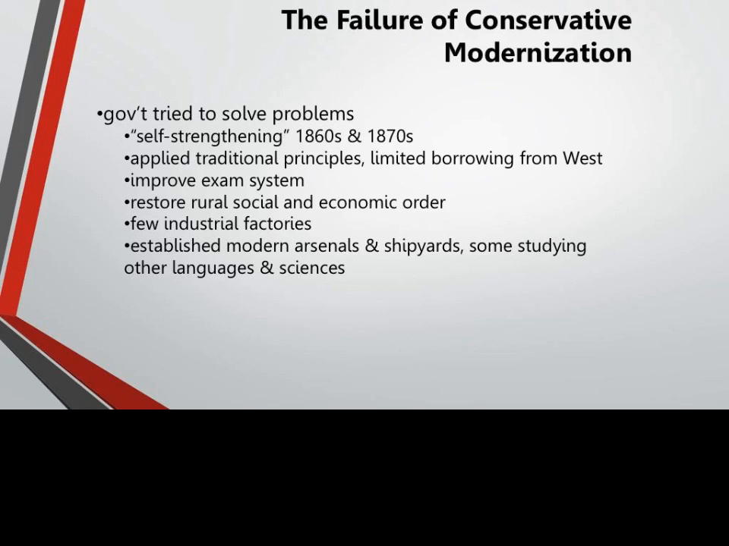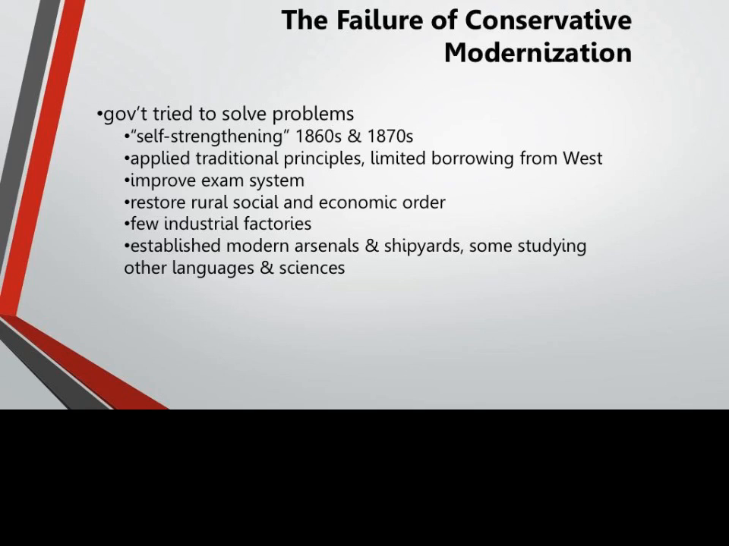All right, the failure of conservative modernization. Now, the Chinese government tried to act and solve these problems. They developed the policy of self-strengthening in the 1860s and 1870s. There's the application of traditional principles along with some very limited borrowing from the West. They made efforts to improve the examination system and even restore some of the rural social and economic order.